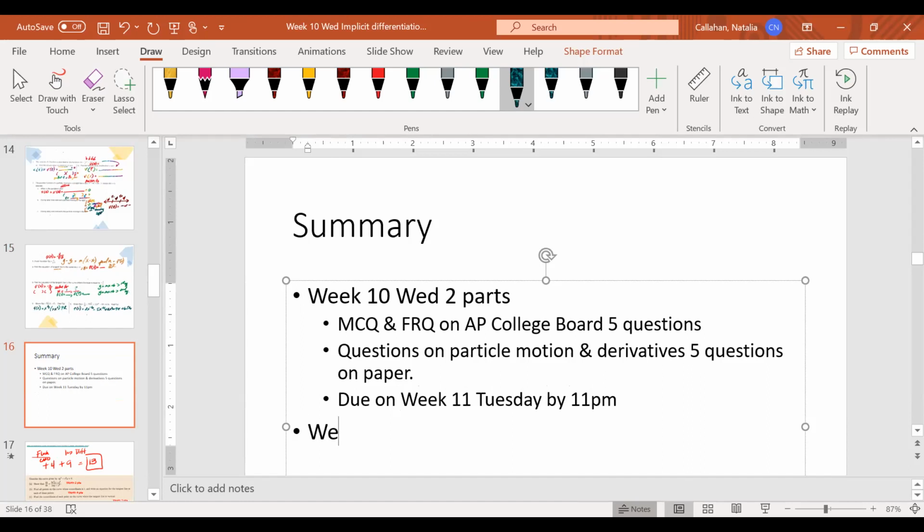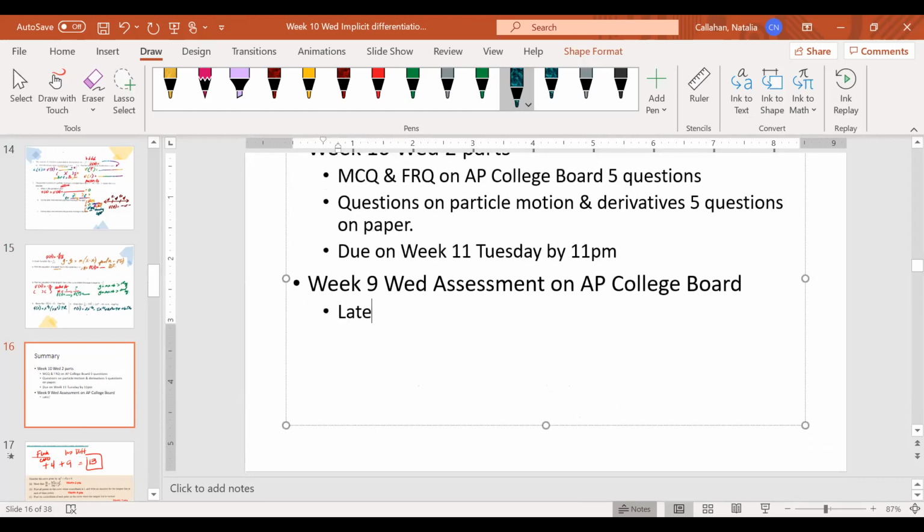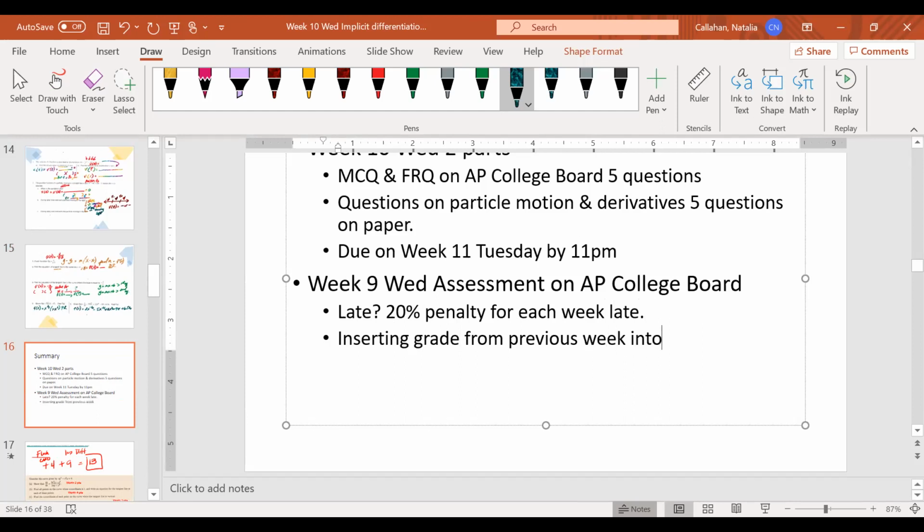All right, so for week 9, Wednesday, your assessment was on AP College Board. If it is late, you can still do it, but there's a 20% penalty for each week that it is late. I highly suggest that you do that because I am going to be inserting the grade from the previous week into Infinite Campus as missing on Wednesday, so your grades will be updated.